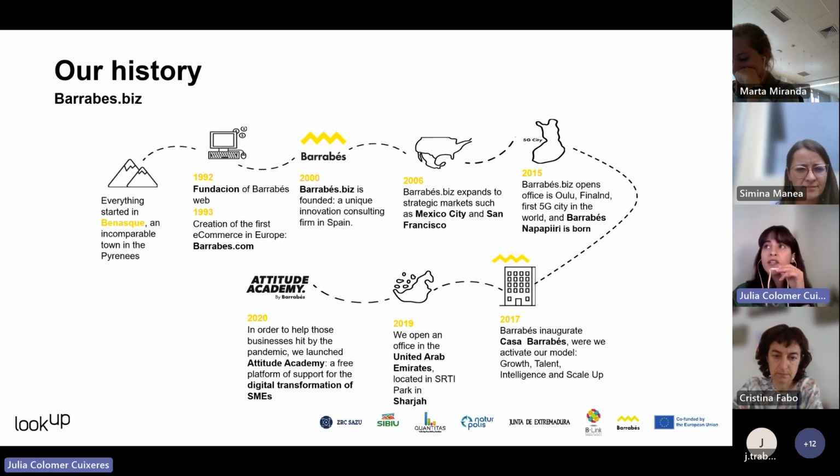Because then, as you can see in 26, we were able to go to different markets. In that sense, it was Mexico, San Francisco, then Napapiri was also there, and you can see here that we inaugurated different models, as is right now with growth, talent, and intelligence and scale up. We also went to the Emirates, and then I don't know if you remember that we were mentioning, I think two webinars ago, that we had a product that was the Attitude Academy, that basically is a platform to help SMEs in the digital transformation.